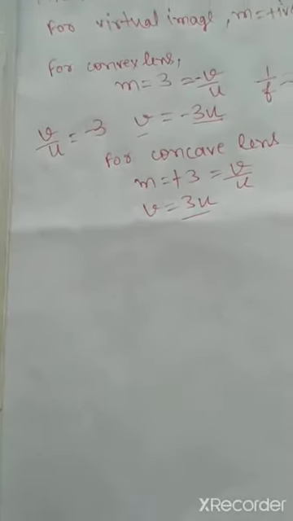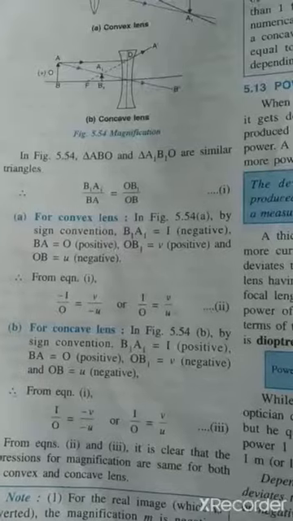But you must keep in mind whether it is a convex lens or a concave lens, and whether it is forming a real image or a virtual image. If in the question it is given real image, then take m negative. If it is given m positive, meaning virtual image, then take m positive.